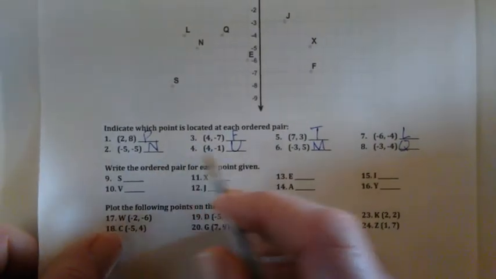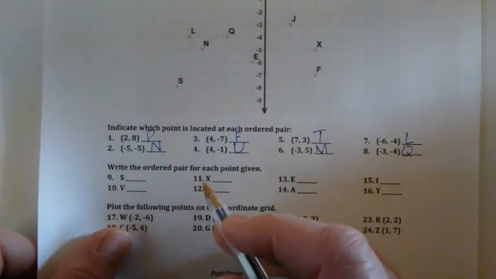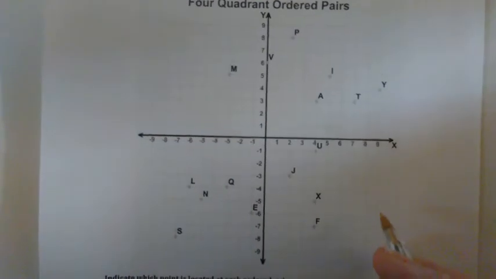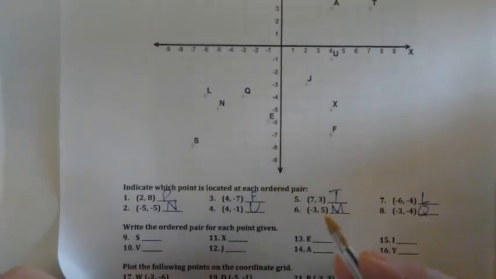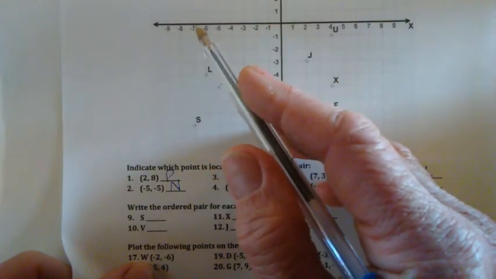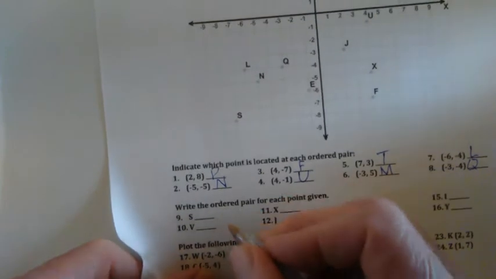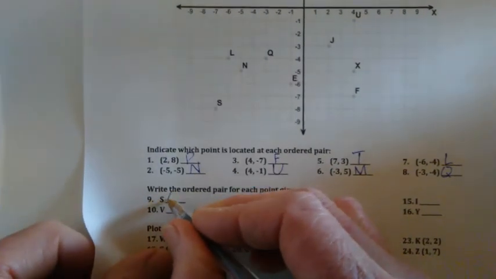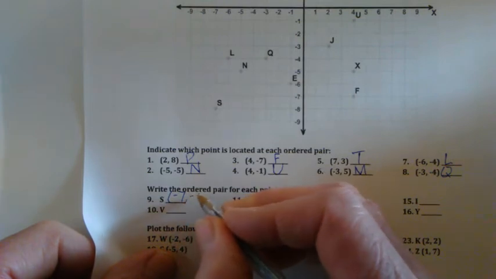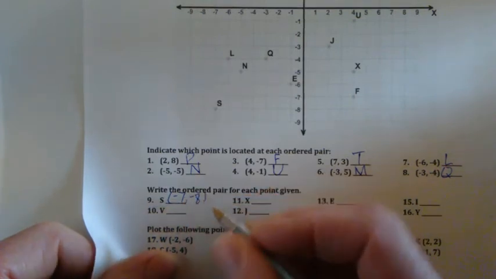Okay, write the ordered pair. This time we have to look at the letter and write the ordered pair. S. Where's the S? Did I miss it? Here it is. So it's negative 7 x, negative 8 y. So you put parentheses, negative 7 comma negative 8.